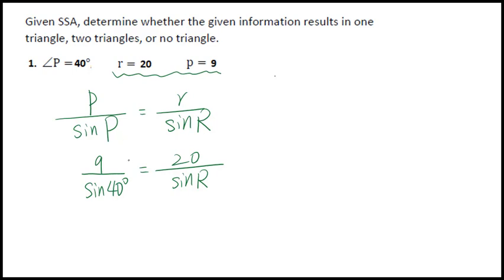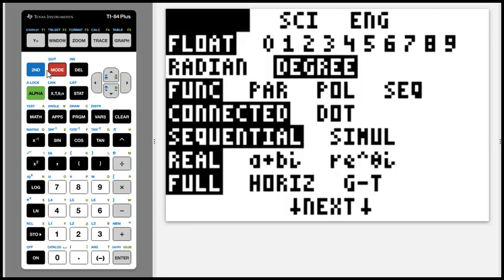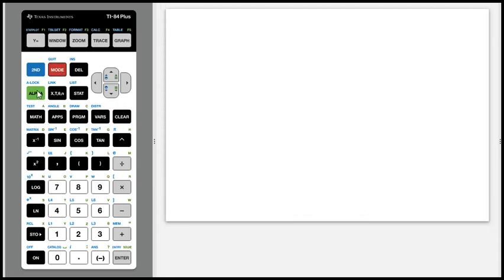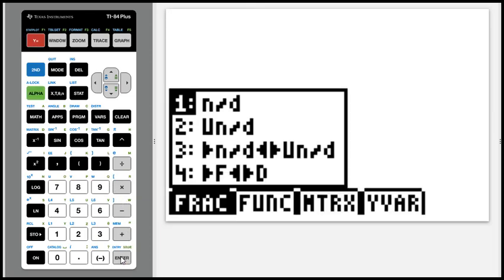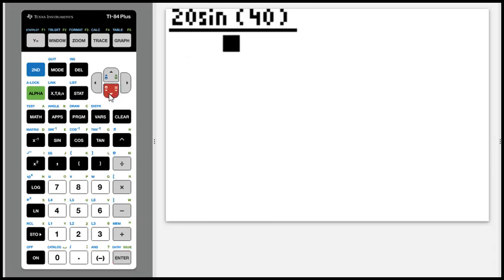Then we will do cross multiply. You will get sine R equals 20 times sine 40 degrees, with 9 as the denominator. Let's go to the graphing calculator. First of all, make sure you check the mode. Then we will do alpha y equals, enter. So we have 20 times sine 40 divided by 9, enter.